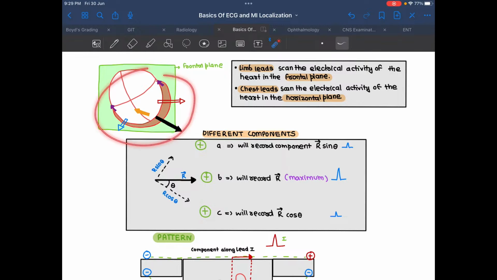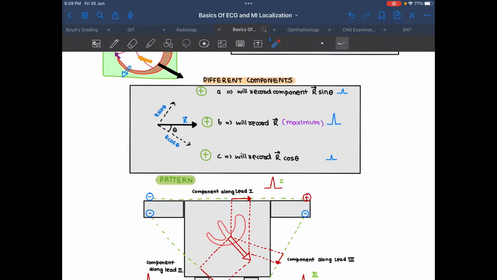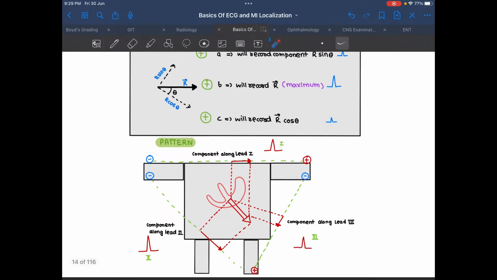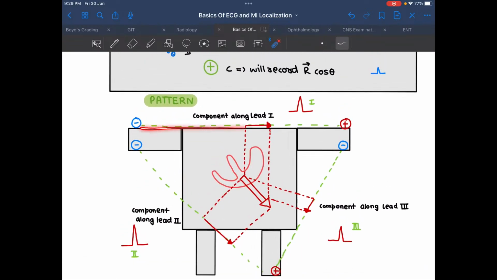So these are the different vectors that we represented as well. This is the septal depolarization vector, this is your major ventricular depolarization vector, and this is your basal ventricular depolarization vector. We have also studied that we can have different components along different leads. For example, if I talk about this lead, this is lead 1, right?